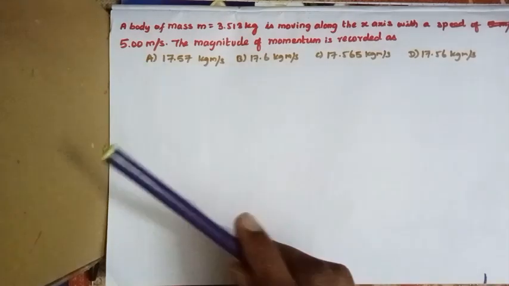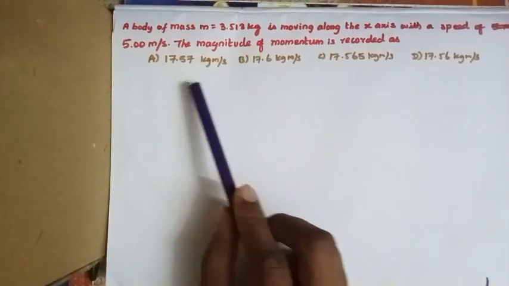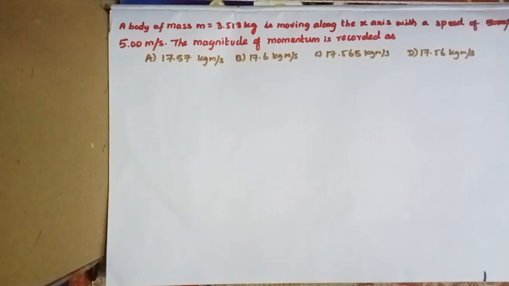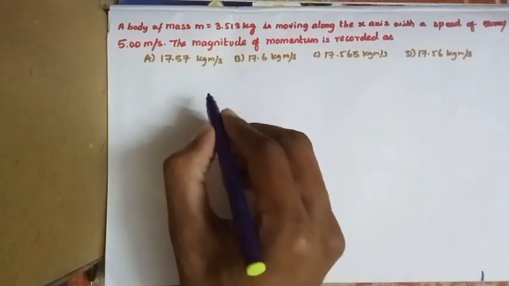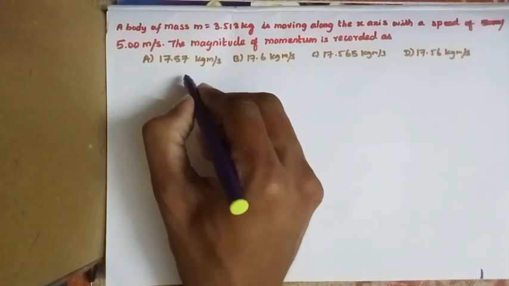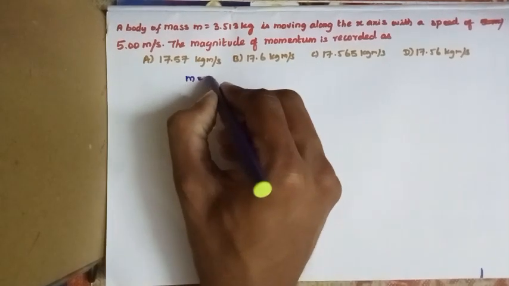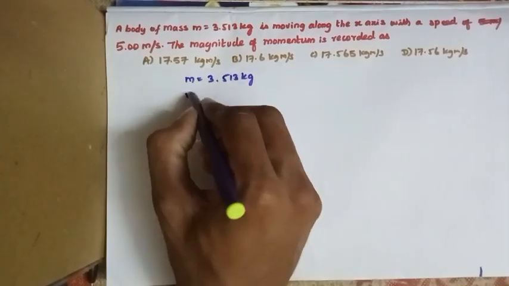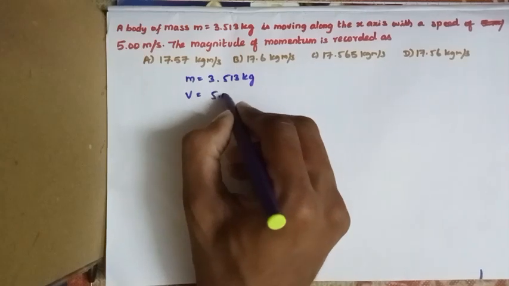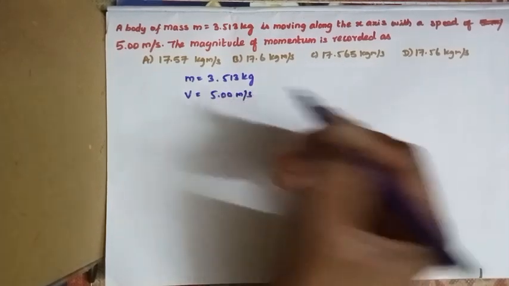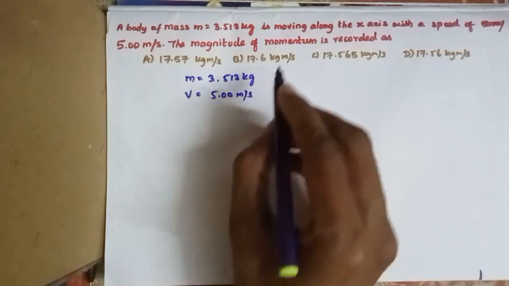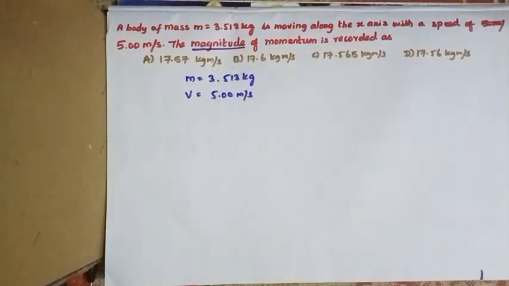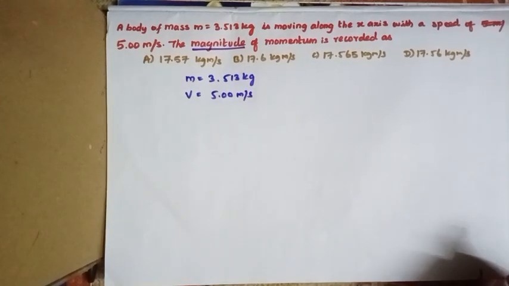So four options are given. You can see the four options are very close to each other. So we have to find the most correct one, the most appropriate one. The given values are mass 3.513 kilogram and its velocity, that is 5.00 meter per second. We have to find the momentum. Just the magnitude is enough, so we don't have to consider the direction of motion.